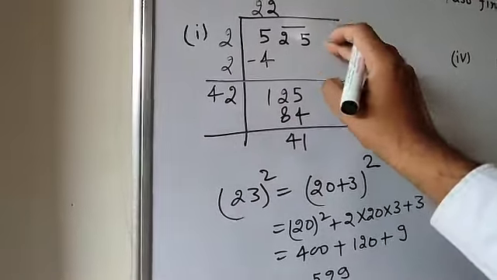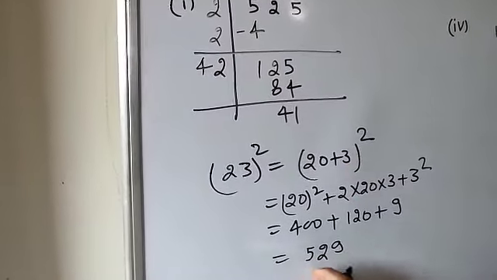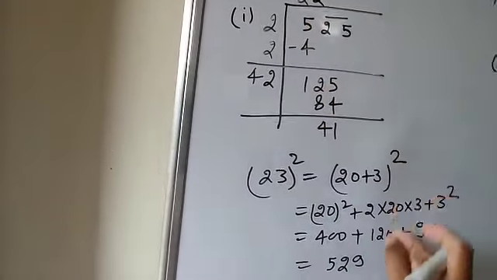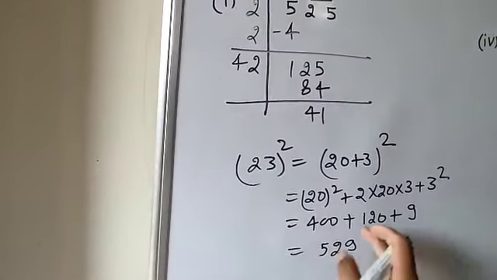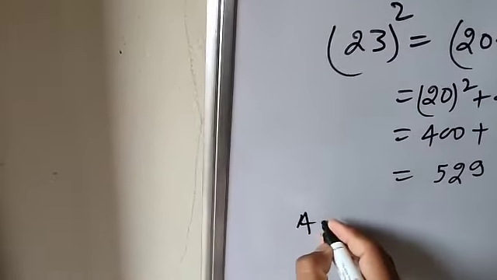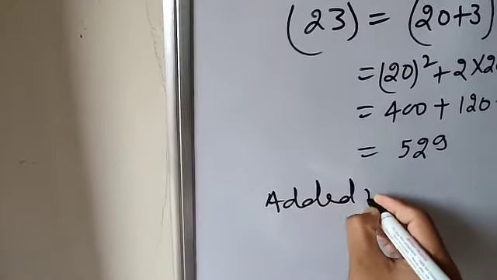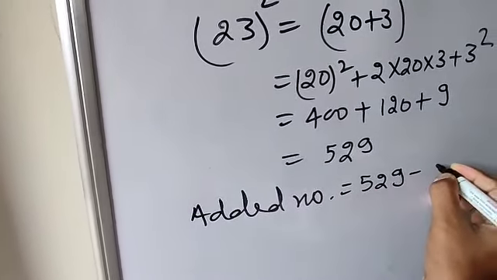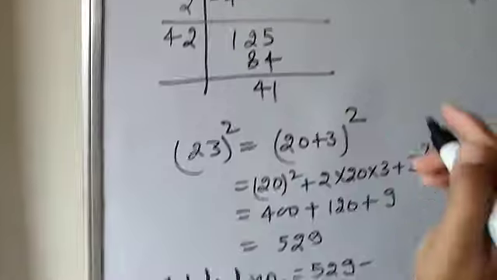Just after 525 you will get a perfect square number, that will be 529. So what must be added to 525 so that it becomes 529? The added number is equal to 529 minus 525, which is 4.